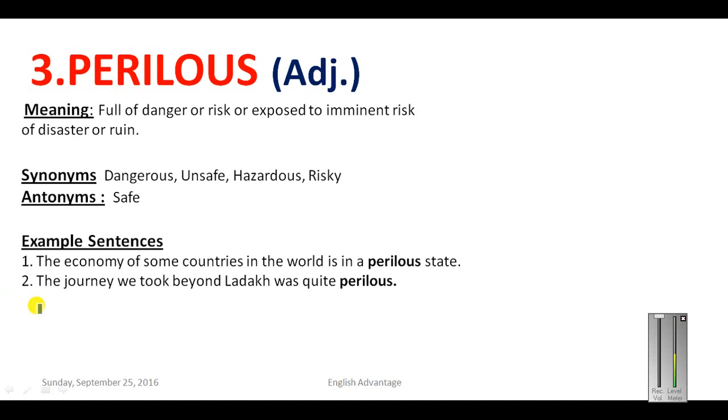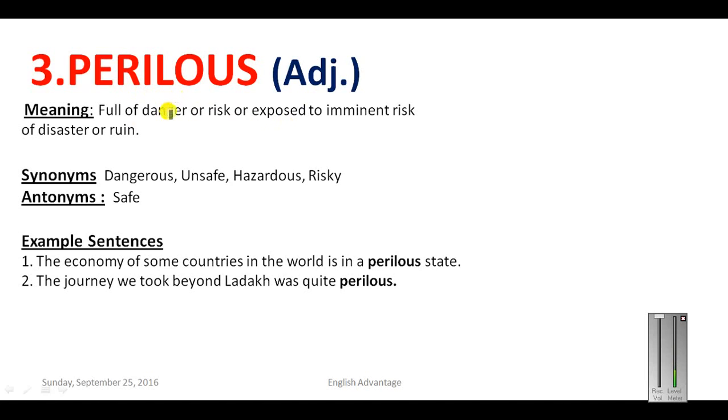Now the next word is perilous. This word has come from the word perils. Perils means risk involved in any activity, risk. So perilous is an adjective, and it means something very hazardous or very risky. The meaning I have written here is full of danger or risk, or exposed to imminent risk of disaster or ruin.